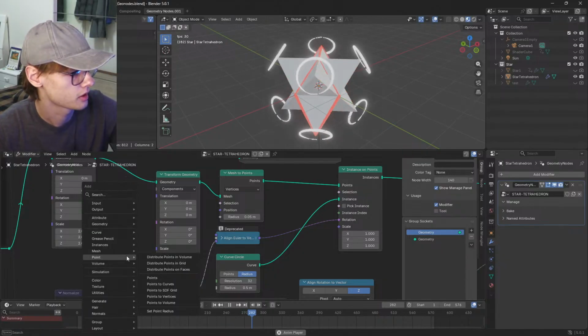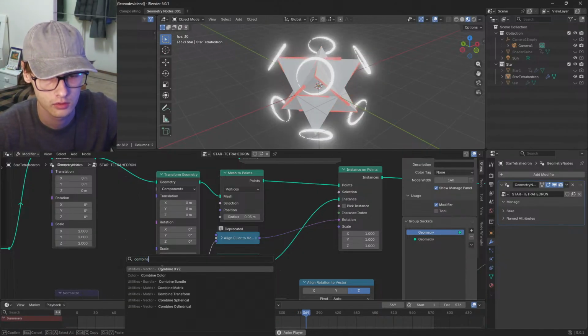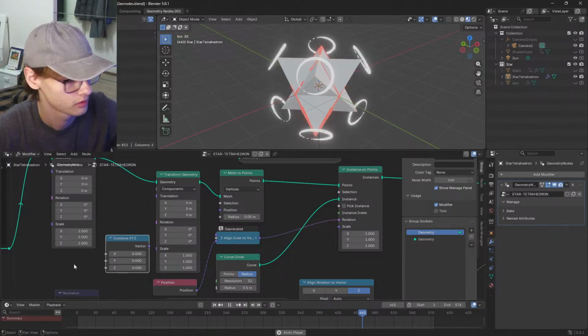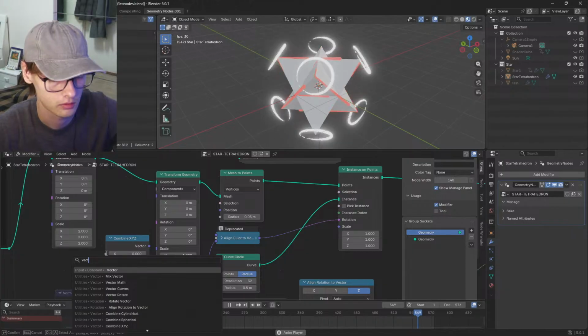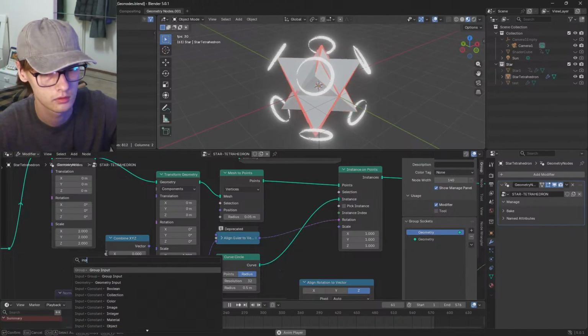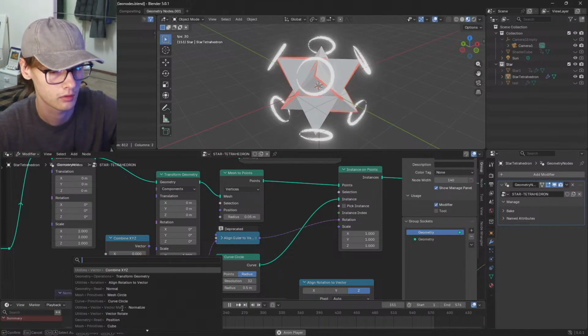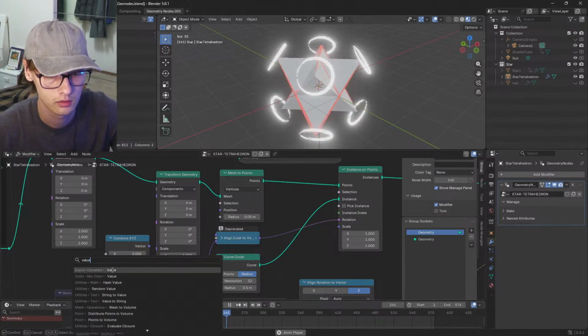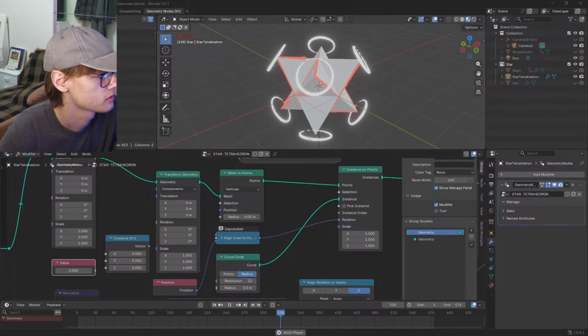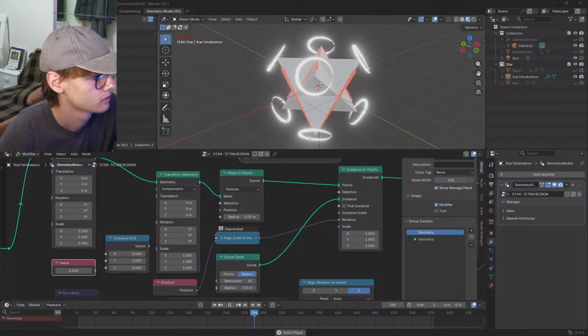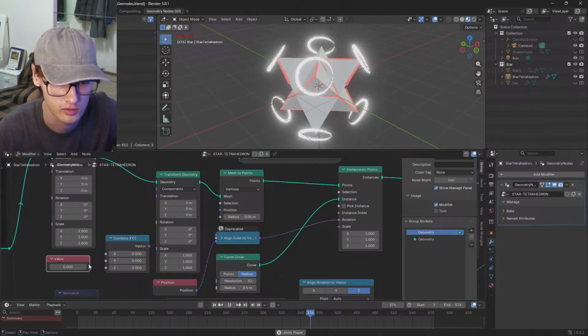Let's see, combine, oh, the music stopped. Combine XYZ, no, input, or simply value here. Okay, let me find the music. Haven't listened to this album before, but it's probably good.